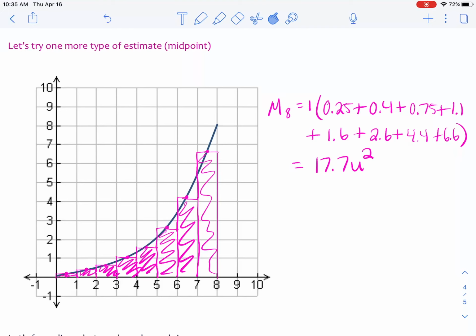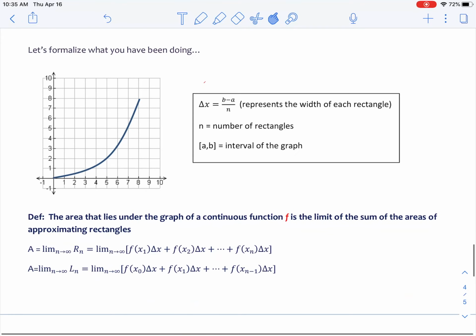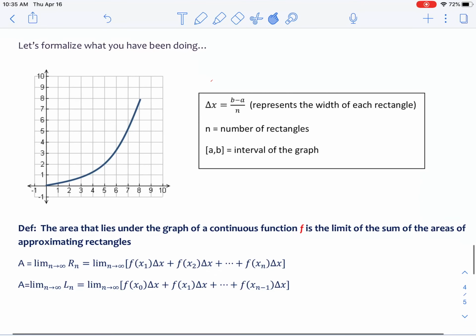Notice that this probably is, in most cases, the best estimate because you have a little bit of the rectangles going above and below the curve. So those spaces that are above the curve are kind of taking care of the spaces that were missing under the curve. It's not an exact estimate, but it's better than the left or right estimate. So that's a midpoint estimate. Let's formalize what we've been doing.